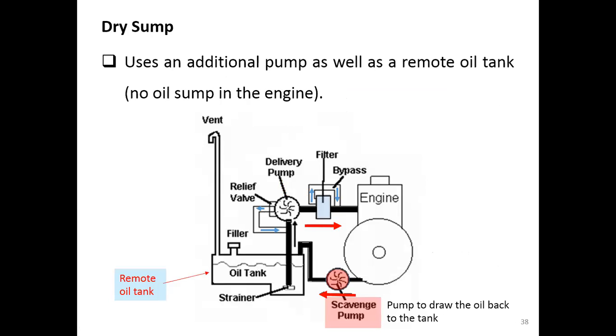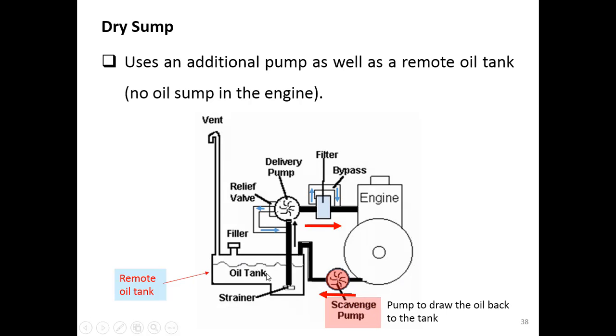For the dry sump type, it's shown right here. For the dry sump type, you can see that we have no oil sump in the engine. The oil tank is outside. And because the oil tank is outside, we need to have one more pump. We call it the scavenge pump, which draws the oil after lubricating the engine. All the oil will be drawn by this pump and sent back to the oil tank.